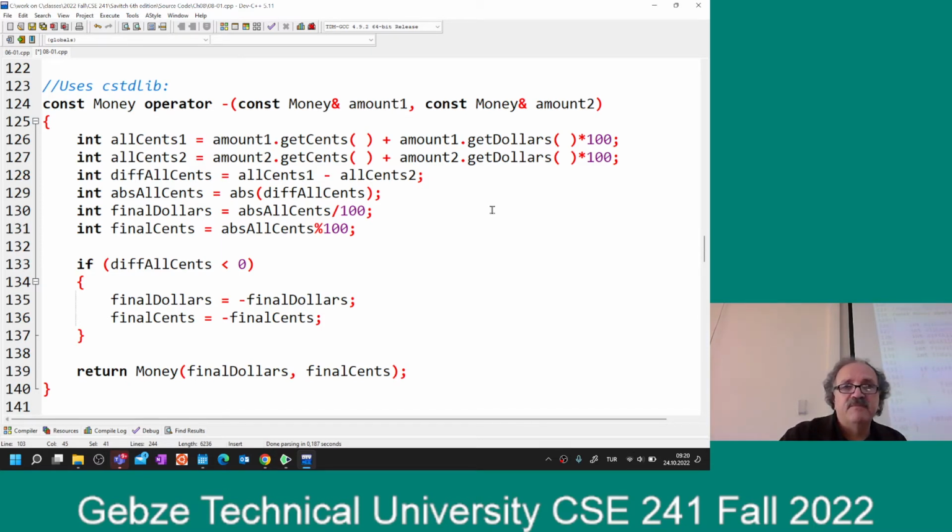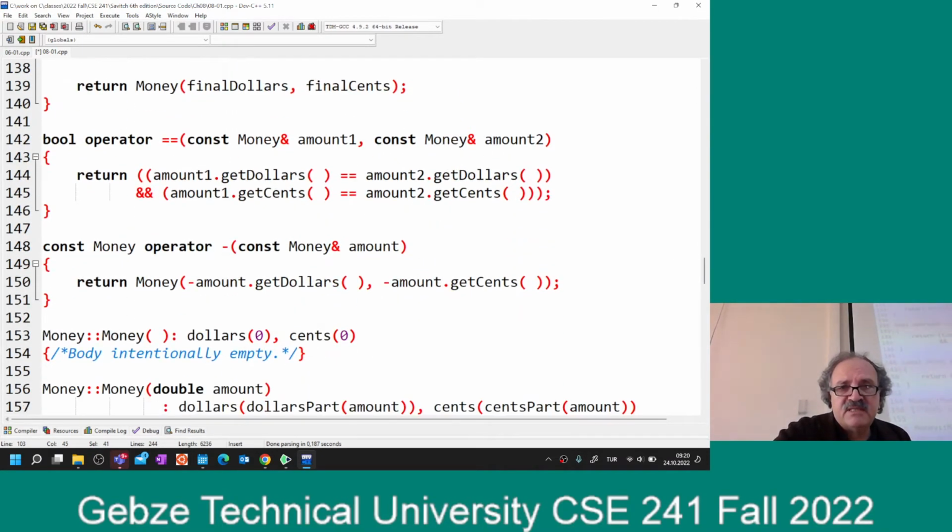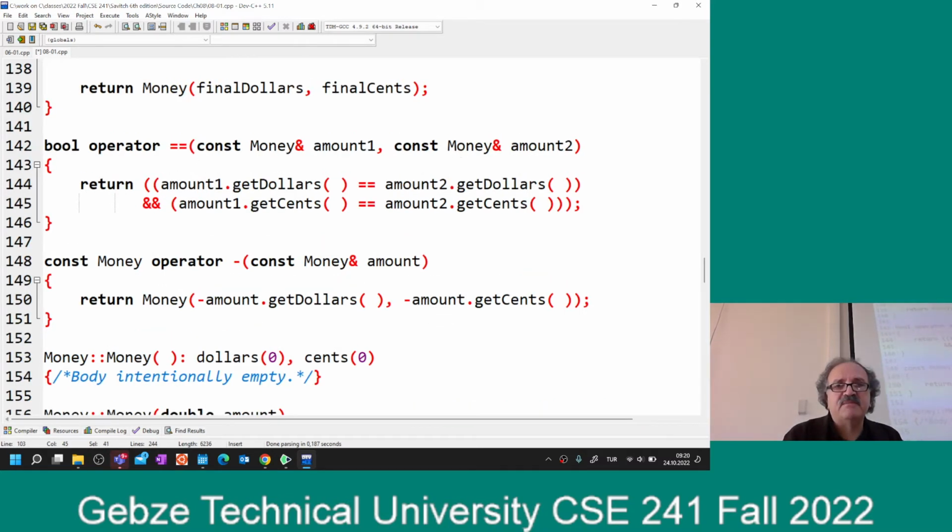Okay, so let's look at this unary minus operator. The unary minus operator is just simply this. It is very simple to define. It takes a money object and just returns another money object. It is exactly the same as this money object, only the dollars part and the cents part are negated. If they are negative, they will be positive. If they are positive, they will be negative.